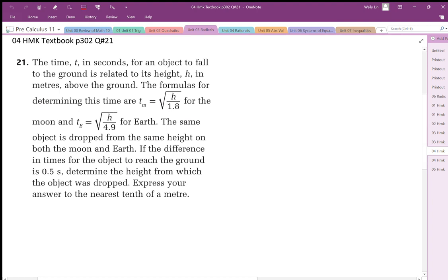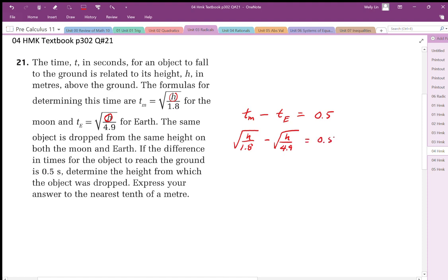So we want to show that if we have the time on the Moon minus the time on Earth, that's going to equal 0.5 seconds. And the expression we're going to use is the square root form because we want to solve for the h in both cases, and the h is going to be the same. So then the equation looks like this: the square root of h over 1.8 minus the square root of h over 4.9, and that's going to equal 0.5.